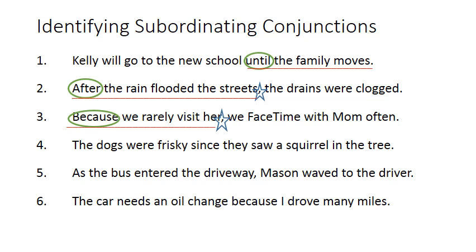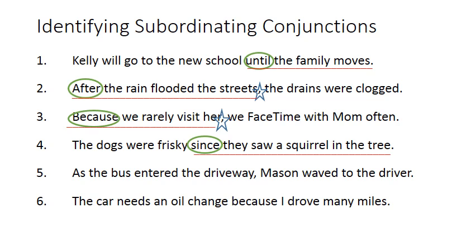Okay, anyway, number 4. The dogs were frisky since they saw a squirrel in the tree. Since is the subordinating conjunction, which makes since they saw a squirrel in the tree the dependent clause. And notice, when we begin the sentence with the independent clause, the dogs were frisky, we do not need a pause, we do not need a comma.